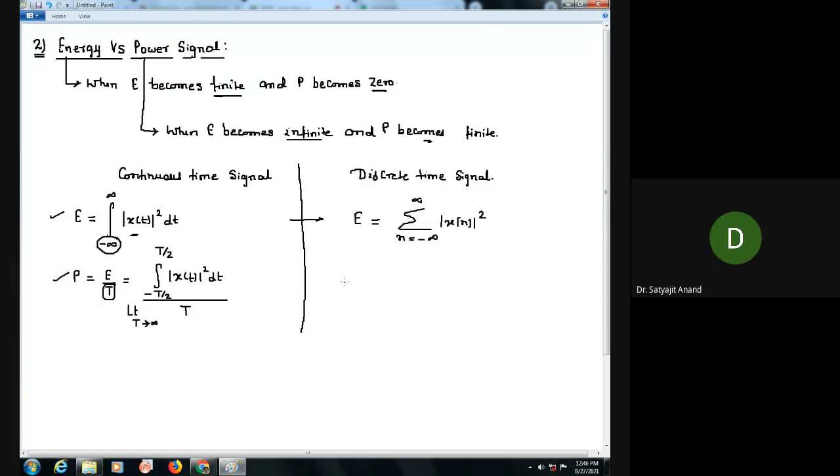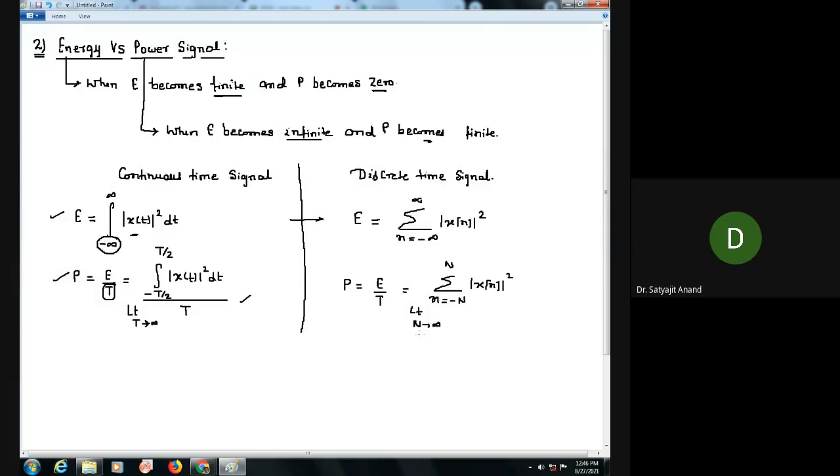And in the same way, if you consider this power signal, so power signal is energy upon time. So the same mathematics we apply here also. This is the summation I will be considering here now, from minus N to plus N, mod x[n] whole square. But this N should be infinity, so here you apply the limit N tends to infinity.